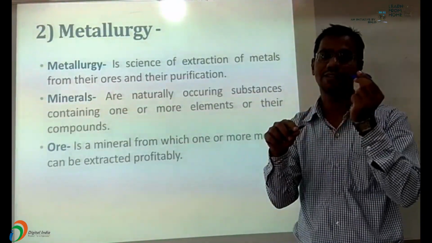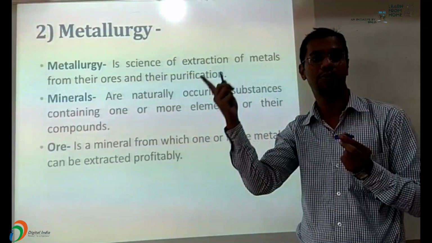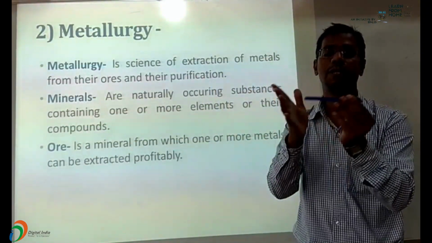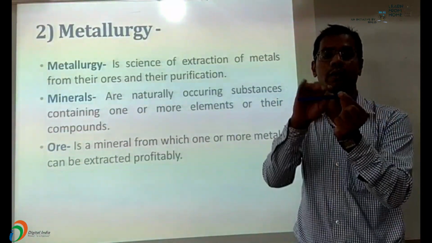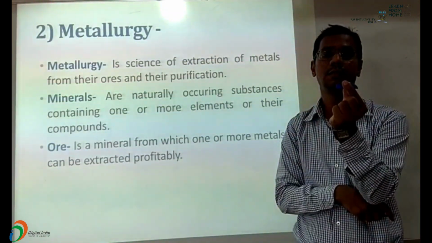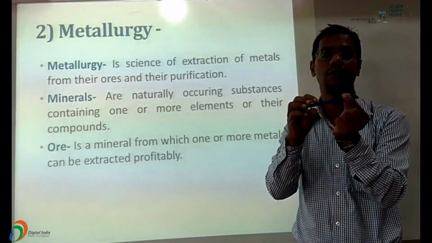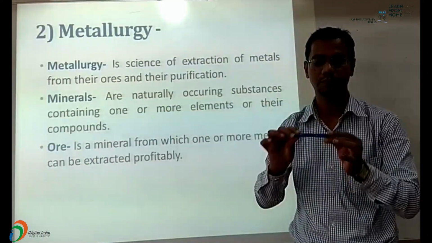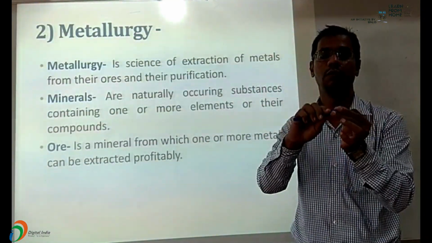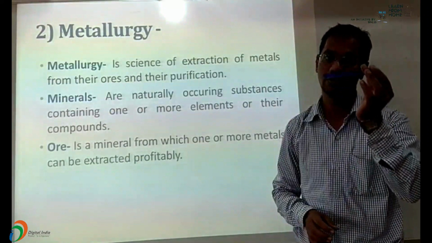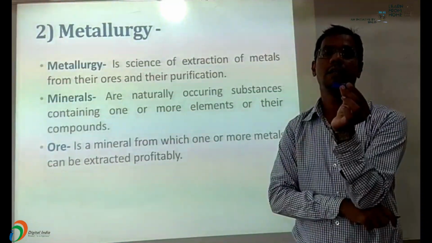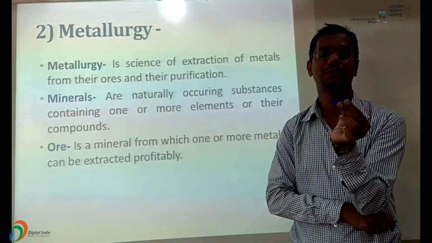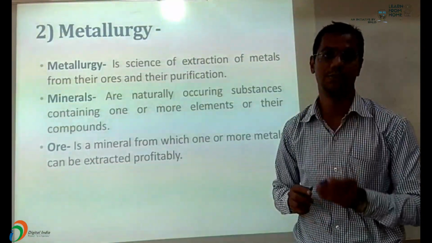When I extract this metal by different processes, then this branch is called metallurgy. This complete thing is called an ore, and this single one is called a metal. When this ore is found in mines, then it is called minerals. Understood or not? Complete ore, when it is found in mines, is called minerals, and from this we can isolate metals. This process is called metallurgy.